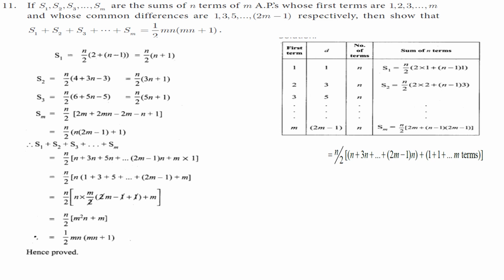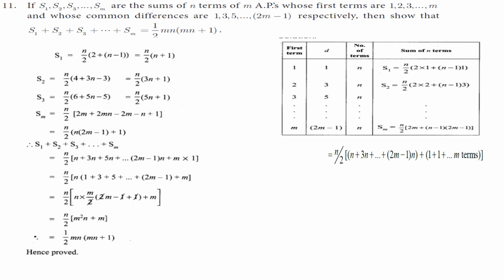S3 equal to n by 2 into (6 plus 5n minus 5). 6 minus 5 is 1. N by 2 into (5n plus 1). So Sm equal to n by 2 into (2m plus 2mn minus 2m minus n plus 1). So you take common. 2m minus 2m will cancel and n common, (2m minus 1) plus 1.